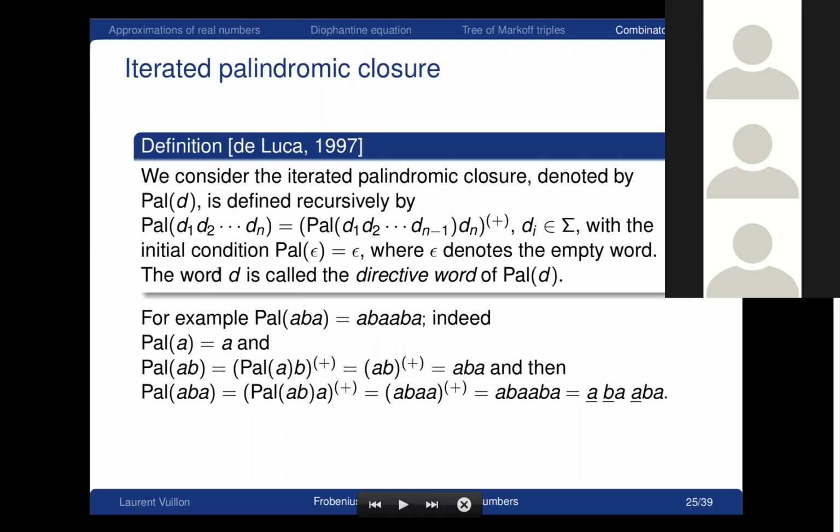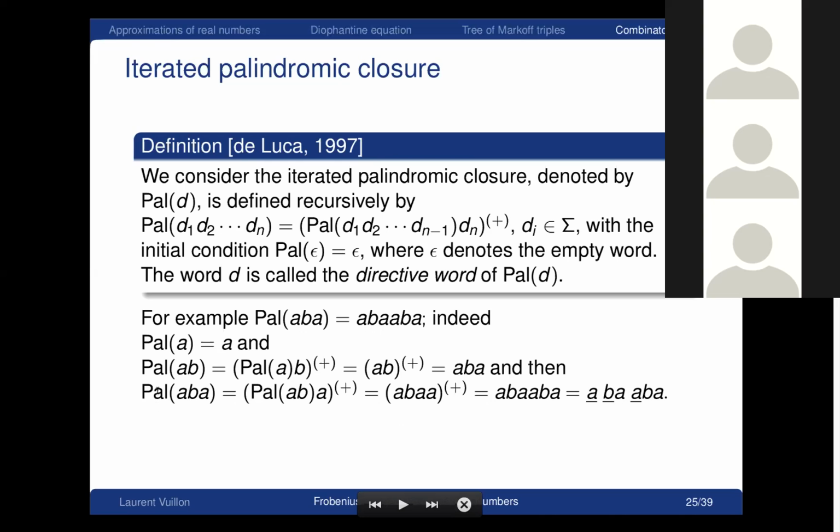Okay, good. So now here we have to compute pal of ABA, we have to compute pal of AB and pal of A. We are able to compute pal of A. So let's try to compute pal of AB. It's pal of A, and I put the last letter of the directed word, so it's a B. So pal of A is A, so I have to compute AB plus, and the palindromic closure of AB, we have already seen that it is ABA.